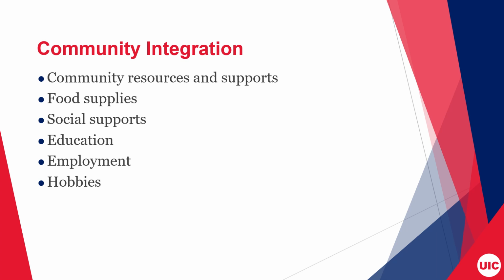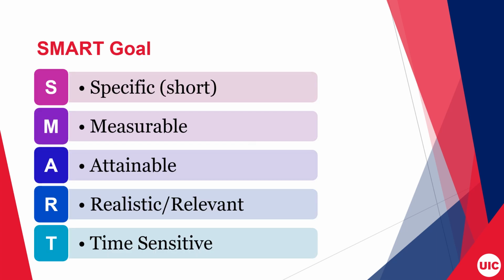The last domain is community integration, which includes other components related to full community assimilation. This may include items such as community resources and supports, food supplies, social supports, education, employment, or hobbies. Care managers should establish SMART goals within each domain. SMART is an acronym to help service planners develop member-centered goals in a format that makes it likely for them to be successful. SMART goals are specific or short.